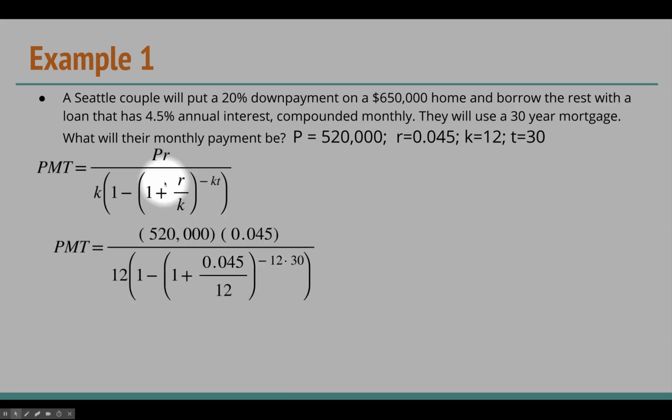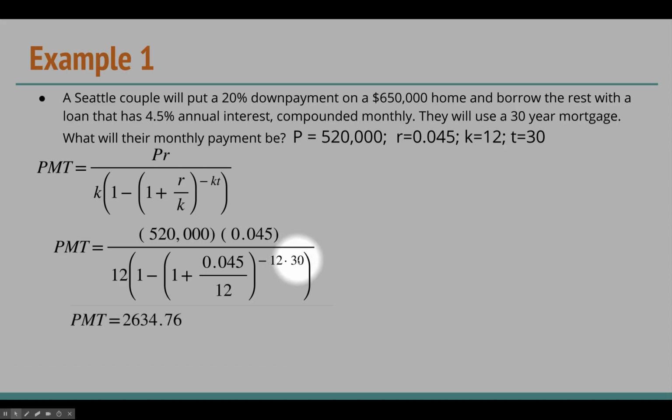Plugging numbers in, the principal, capital P, is $520,000. The rate of return is 0.045. That appears here in the numerator and also here in the denominator. The value of K is the number of payments per year, which is 12 monthly payments. So K shows up down here in front of the parentheses, and then down here inside the inner parentheses, and also up here as part of the power, which is negative. And then T shows up once for 30 years.